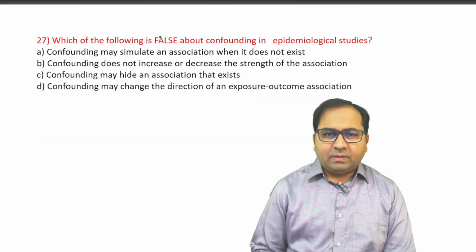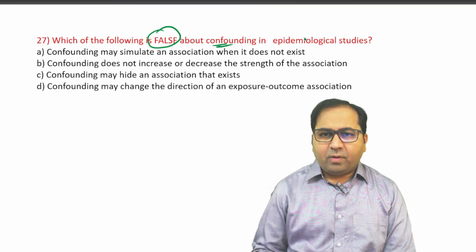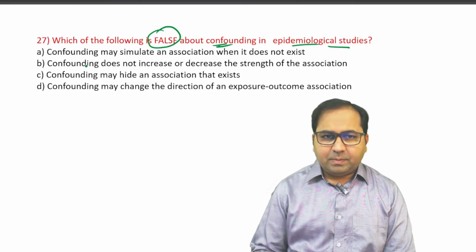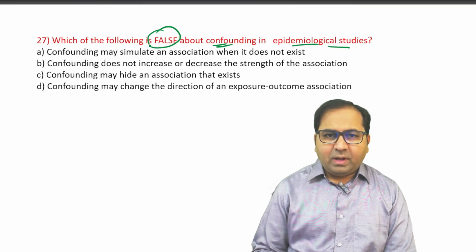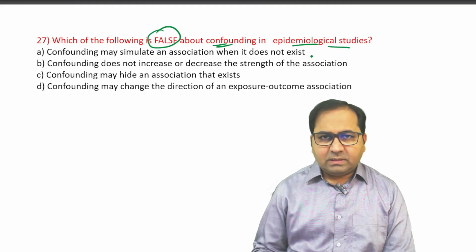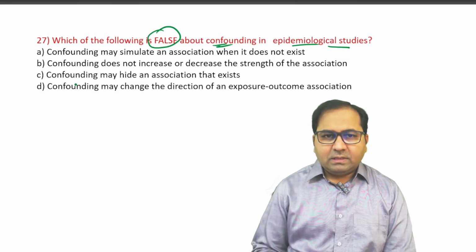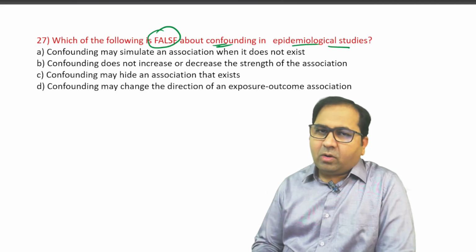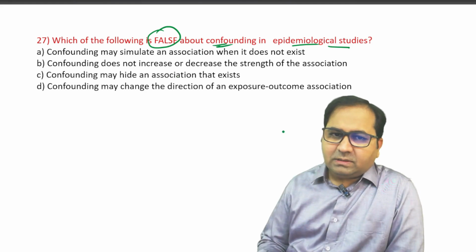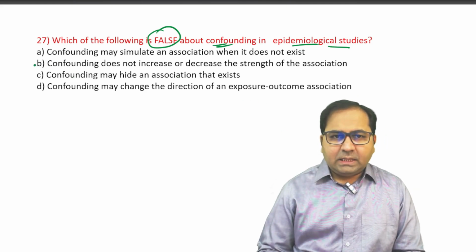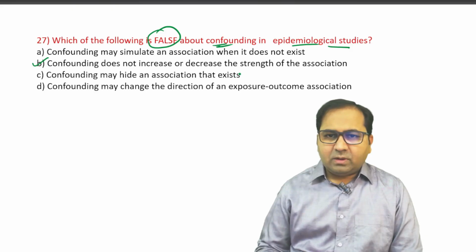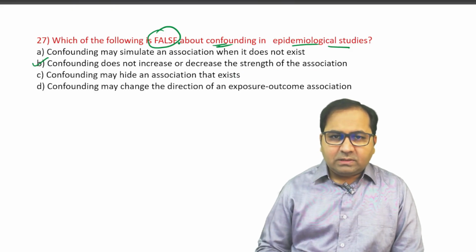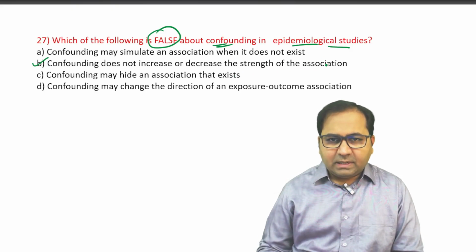Next question. Which of the following is false about confounding in the epidemiological studies? Let us see the statements. Option A. Confounding may simulate an association when it does not exist. B. Confounding does not increase or decrease the strength of the association. C. Confounding may hide an association that exists. Or D. Confounding may change the direction of an exposure outcome association. So which is false? The answer for this question is B, that is confounding does not increase or decrease the strength of the association is a false statement about confounding in epidemiological studies.